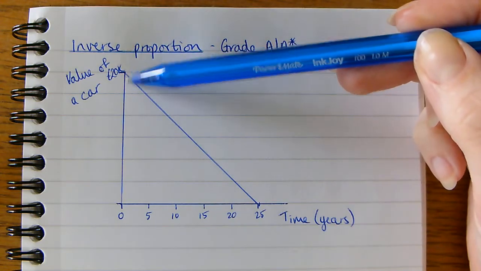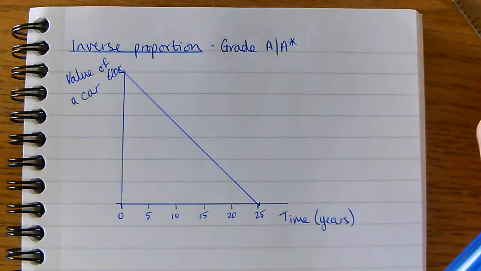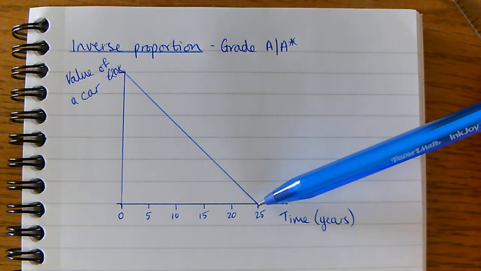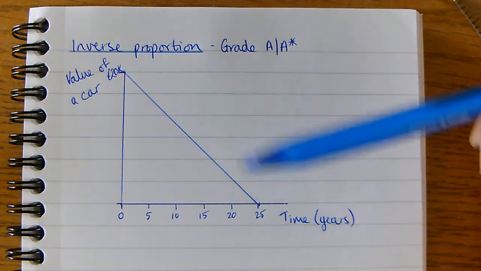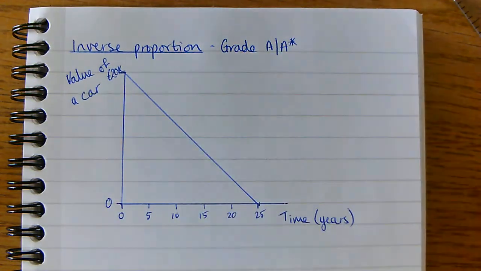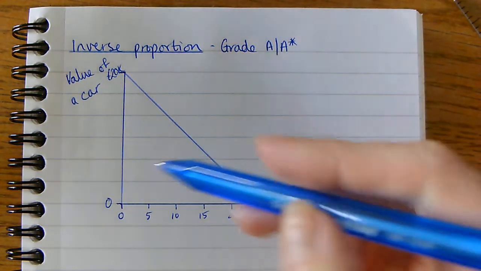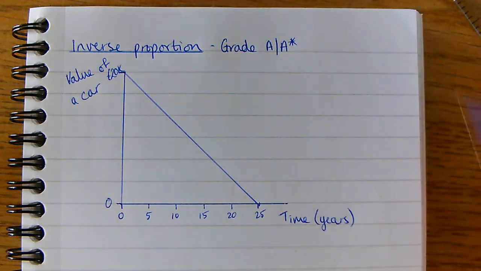Sometimes it'll have a big drop and then it'll sort of tail off. Cars don't normally end up being worth nothing either. You can always get a little bit of money for them on scrap, even if they're dead old. And sometimes you'll even get vintage cars where their value drops down and then it goes back up through the roof. So this is a very simplistic version.